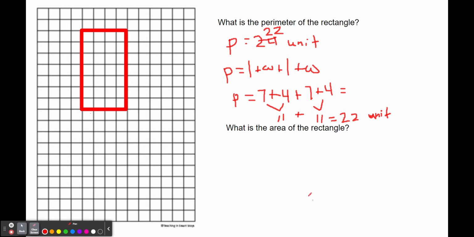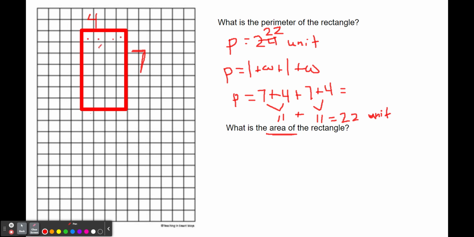All right, so now let's go ahead and figure out what is the area of the rectangle. So on this side, I have 4, right? And then this side, I have 7. So what is the area? So the area is the inside. So because I have grid paper, I can go ahead and count my squares on the inside to figure out how many square units I have.